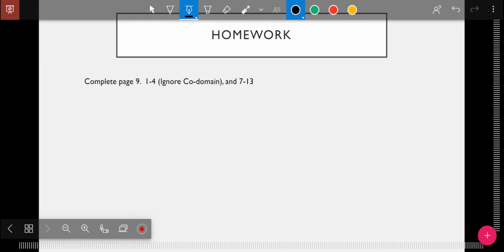If you're doing the problems out of the book, 1 through 4, please ignore codomain. Just do domain and range. And I think the question says domain and range, is it onto? 7 through 13, do what they ask. I think on 13 it asks, is it discrete or continuous? But 13 also asks you to define the domain and range. So go ahead and work on that and have a good day.